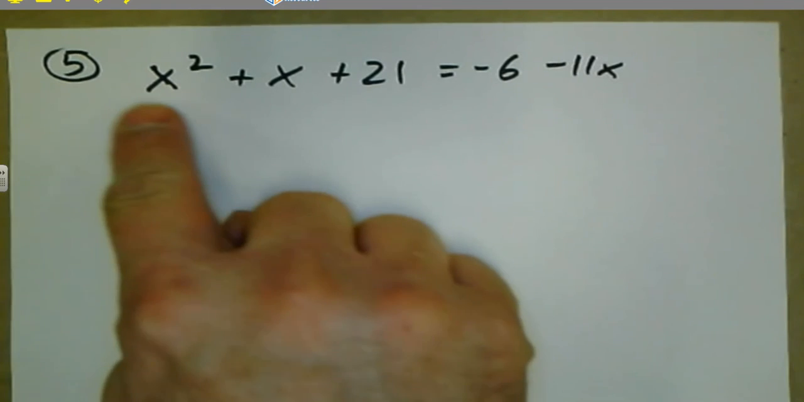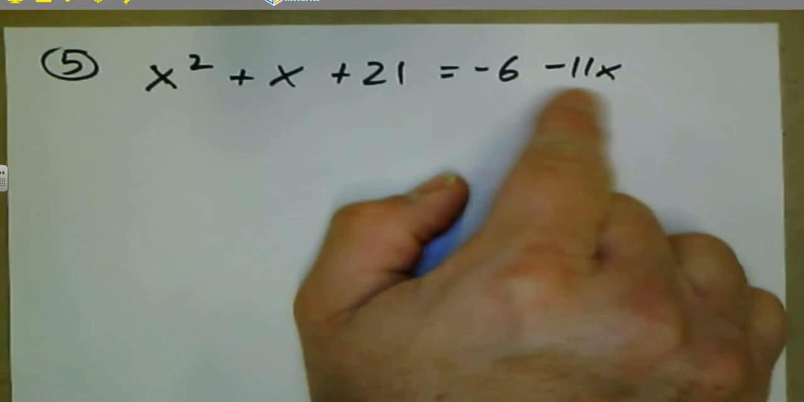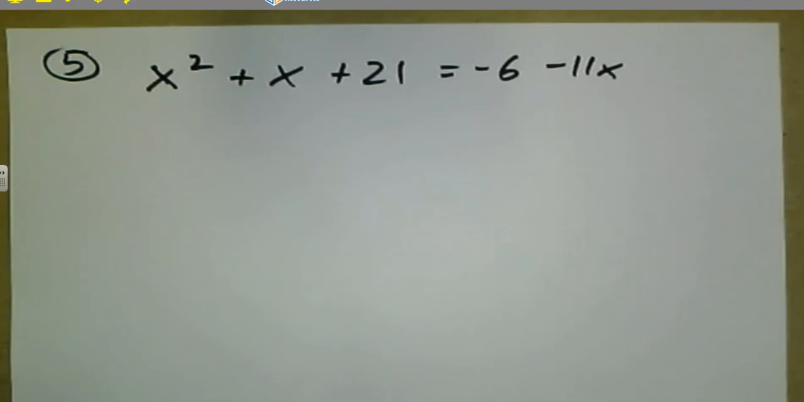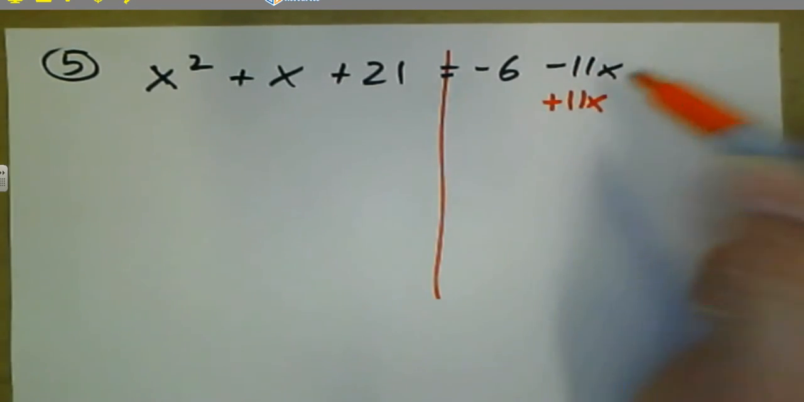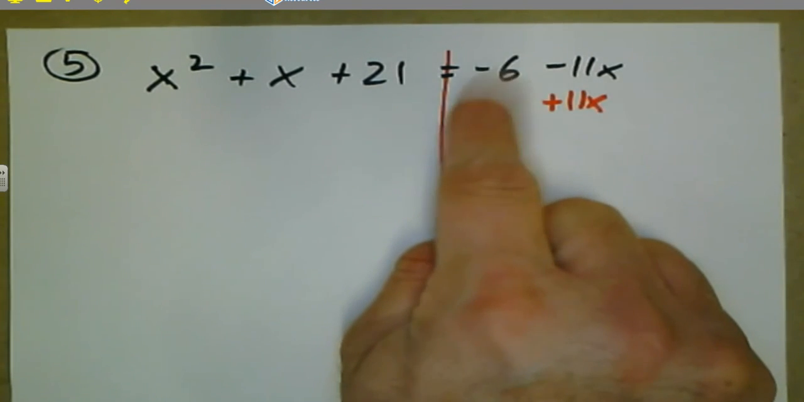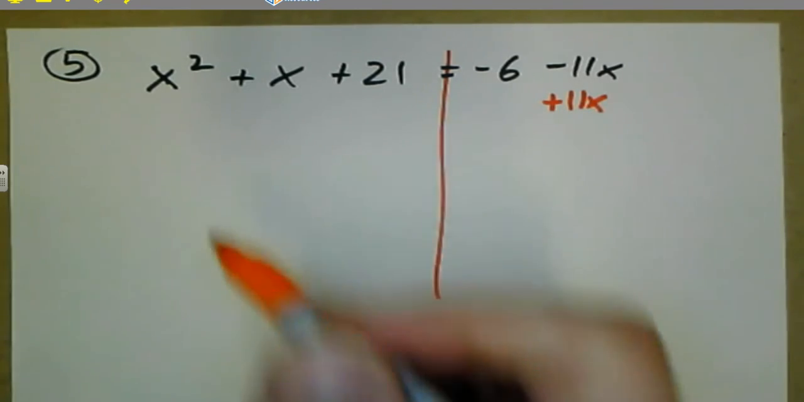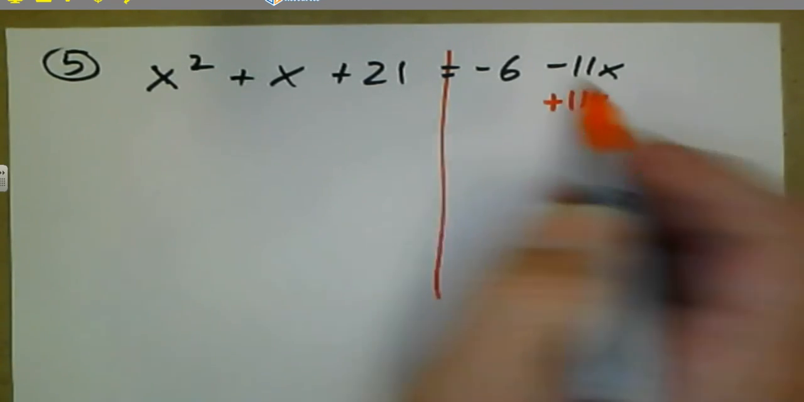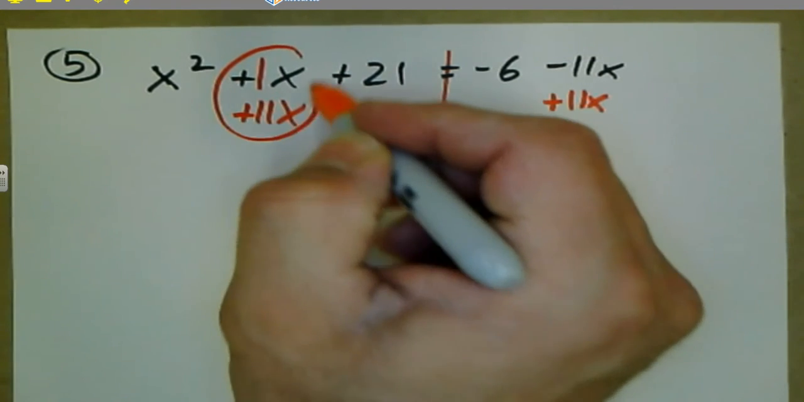So look at this one. We have an x squared, we have an x, we have a no x. But we do not have a 0 over here. So what do we need to do? Pick one of them. I like getting rid of my larger ones. So I'm going to add 11x. We could add the 6 first, but I went ahead and put the 11x first. That's okay. Now, it's an x, so I'm going to add it right here.